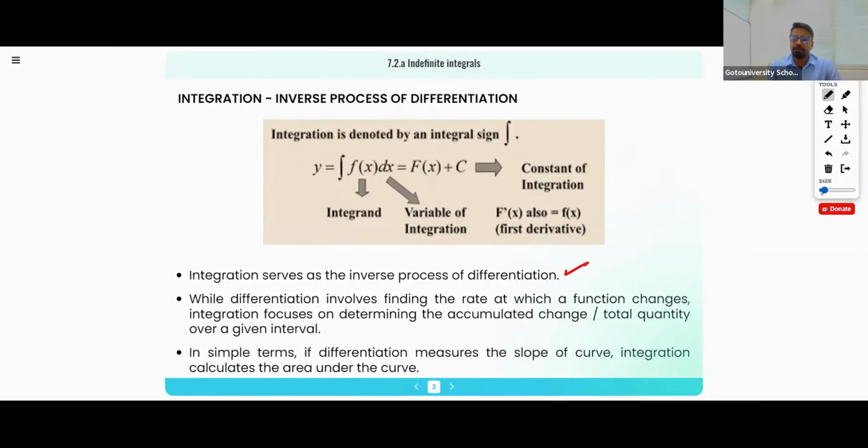If you clearly observe, in differentiation we divide a part smaller and smaller, and we check the rate of change at a smaller part, right? Whereas in integration, it is the exact opposite. We start with a smaller part and find the area, and we accumulate all these areas to find out theoretically the area of the bigger picture. In simple terms, if differentiation measures the slope of the curve, integration calculates the area under the curve.